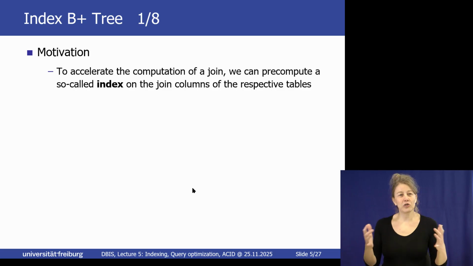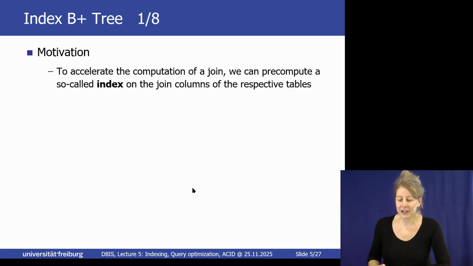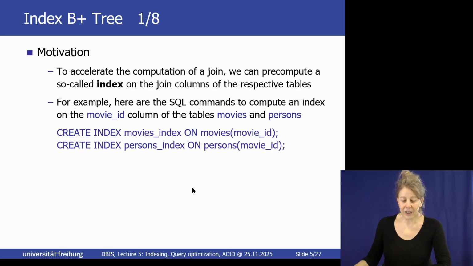So we have seen joins. Last lectures were all about joins, and not only last lectures, but relational databases. The main operation is join. So speeding up joins is really, really important in practice and in this lecture. And we can speed it up by pre-computing something that's called an index. And you do it like this.